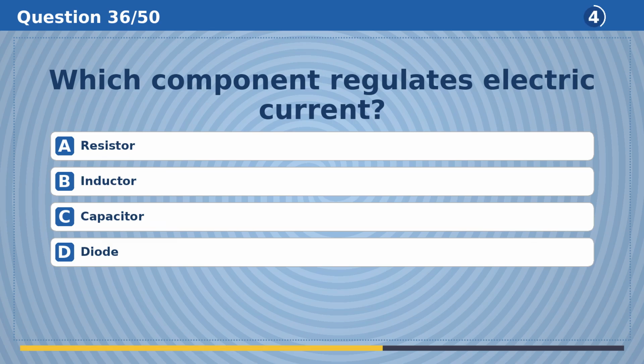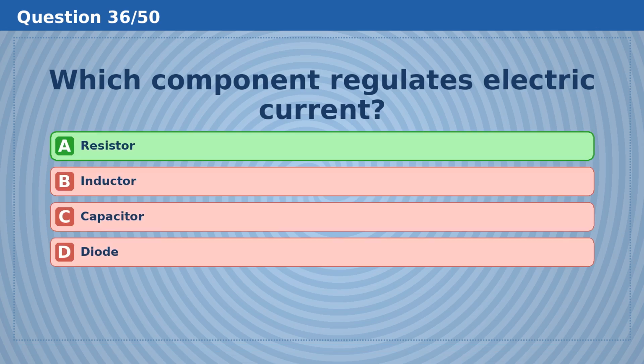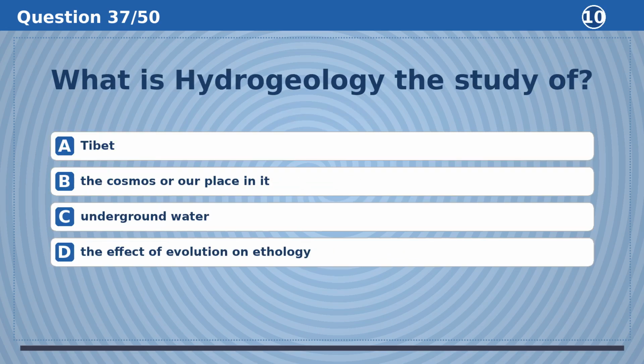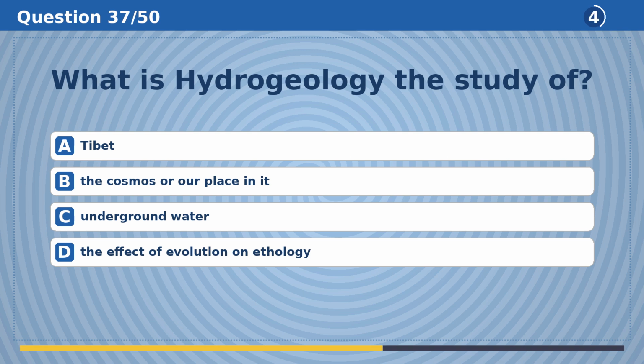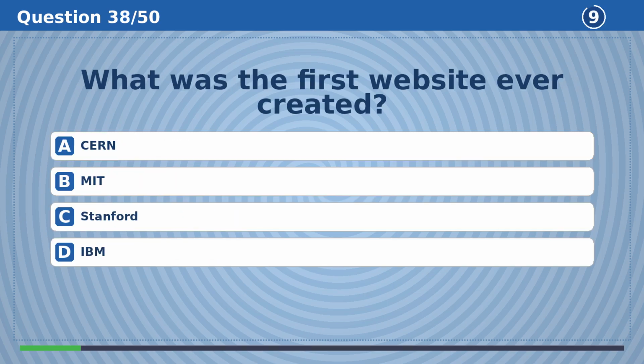Which component regulates electric current? The answer is A, Resistor. What is hydrogeology the study of? The answer is C, Underground water.